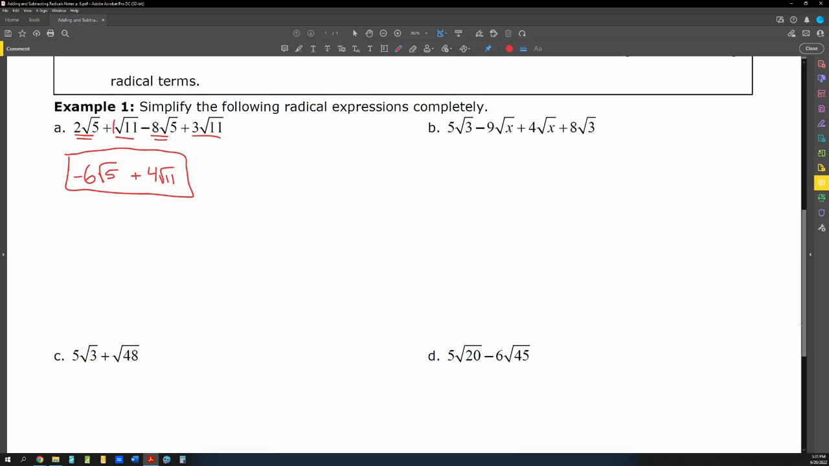1b, here we have 5 root 3 and 8 root 3 can be combined. So we have 13 root 3. We also have negative 9 root x and positive 4 root x. And so those combine to a negative 5 root x. And because we do not have the same radicand in each of these terms, these cannot be combined, and so this is as simplified as it gets.